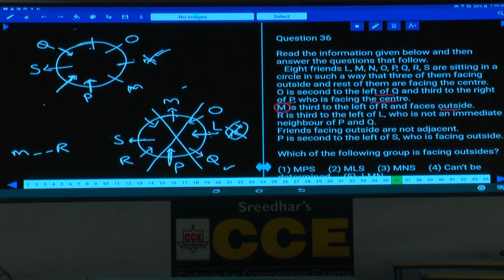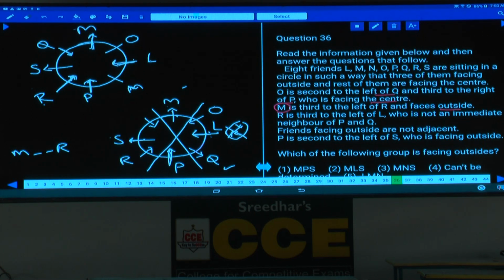Now if you take this R at this place, M will be here. Now M is facing away. Then whatever this one, R is facing towards the center. R sits third to the left of L. And this R himself is seated third to the left of L. Then where should this L be? L must be here. As L is here, this L is facing towards the center.